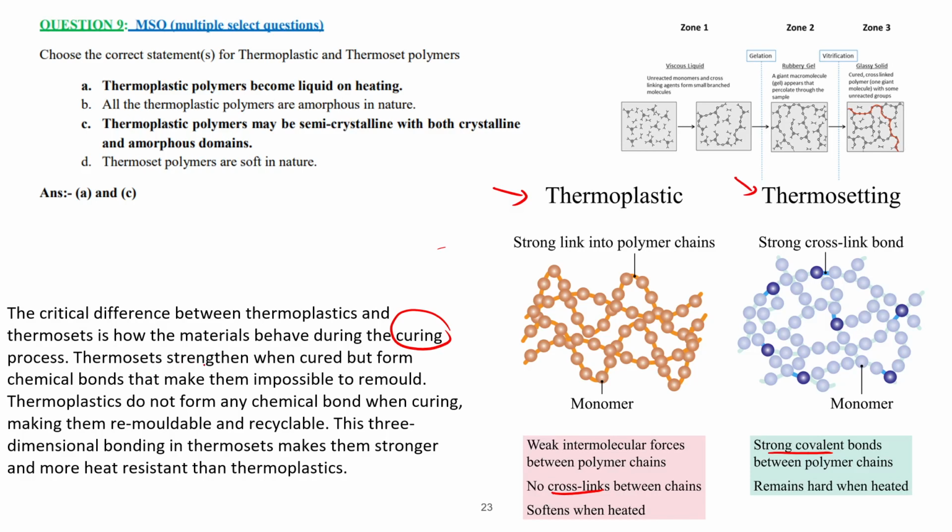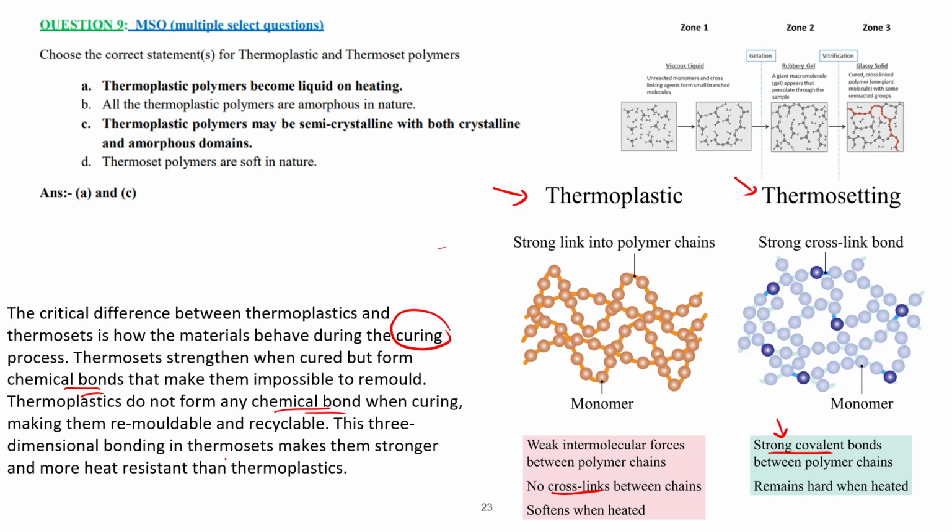So thermosets, or thermosetting polymers, strengthen when cured, through chemical bonds. Those strong covalent bonds are formed, and that's their defining feature, and they are practically impossible to break. Thermoplastics, for their part, do not form any chemical bond in this process, and they can be recycled.